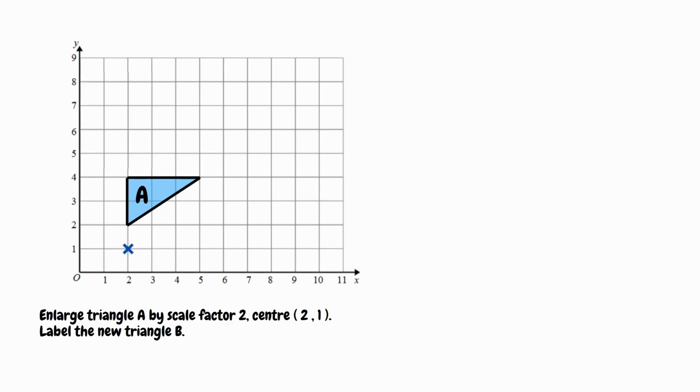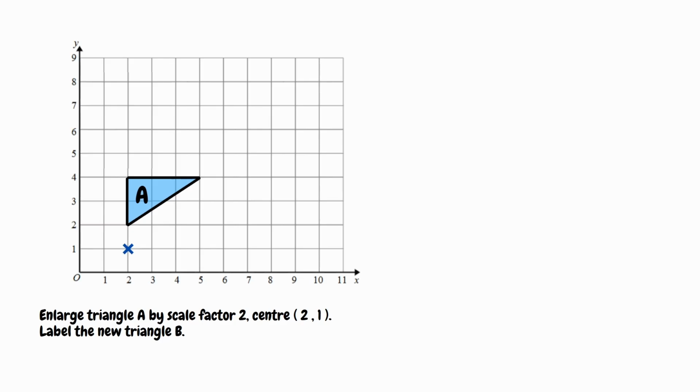Because triangle A is being enlarged by a scale factor of 2, that means the dimensions of our newly enlarged triangle, triangle B, will be twice as much. But we can't just plot this anywhere on the grid, it has to go in a specific position. And the way we can find that is by finding the coordinates of our new triangle B.